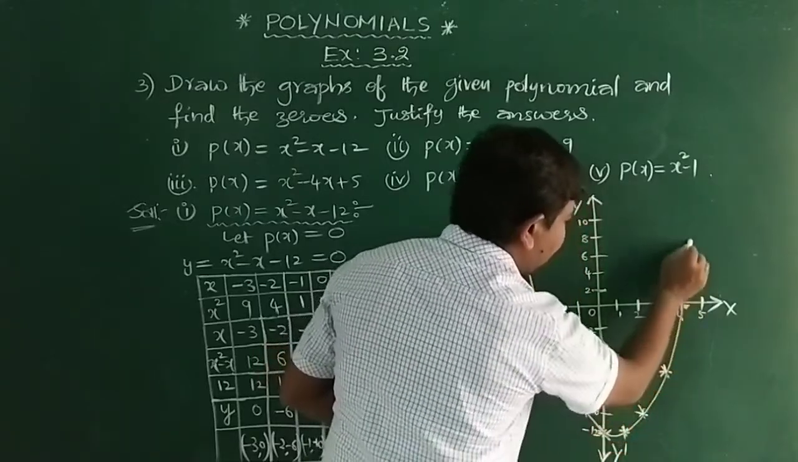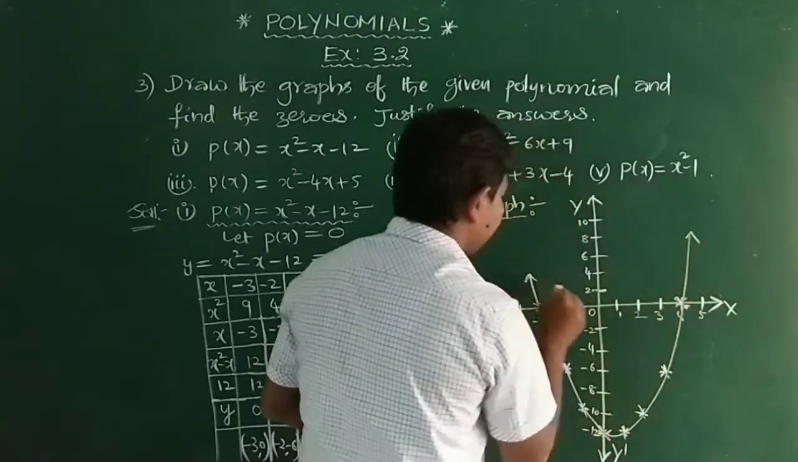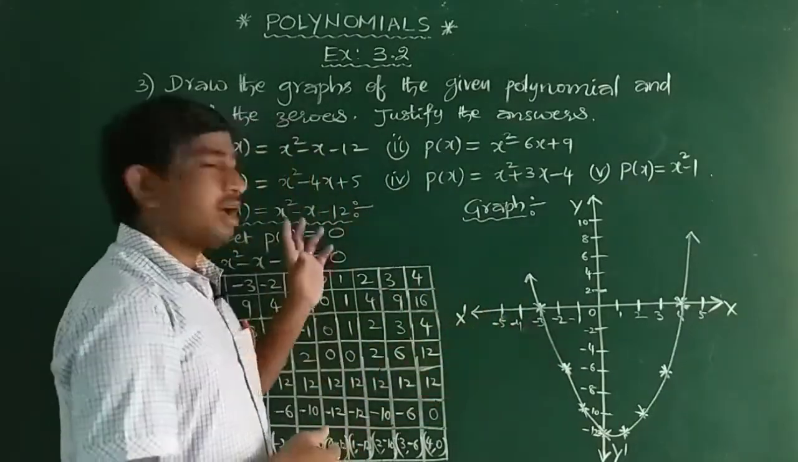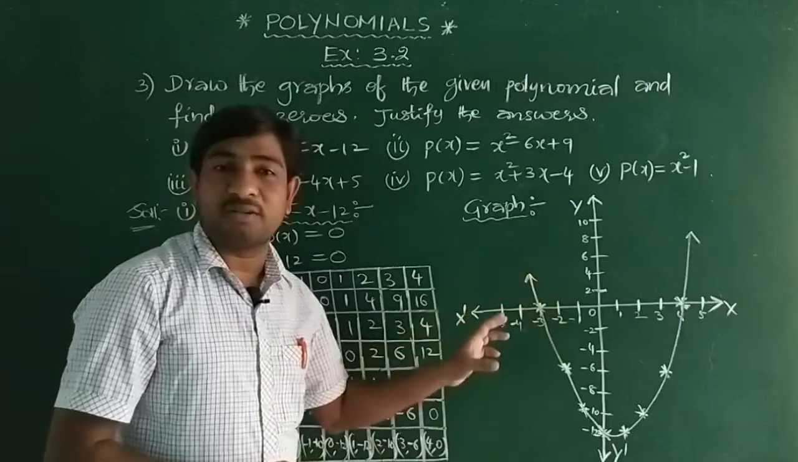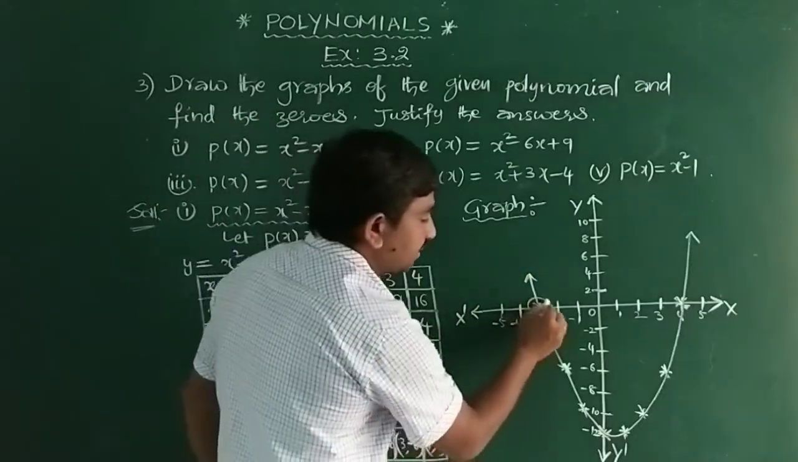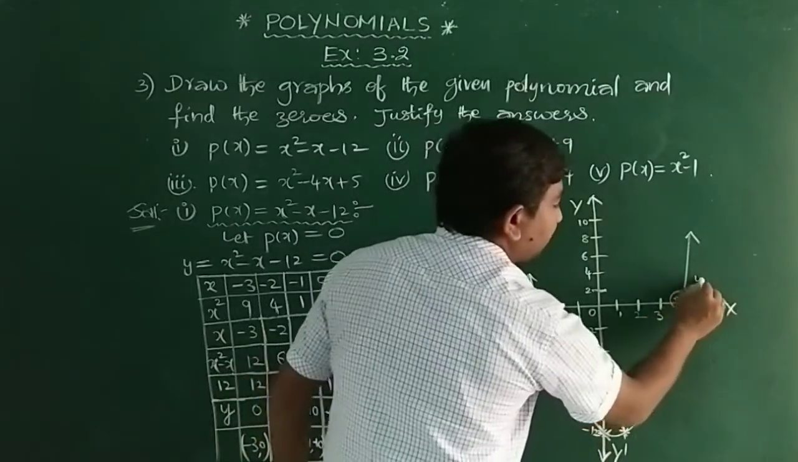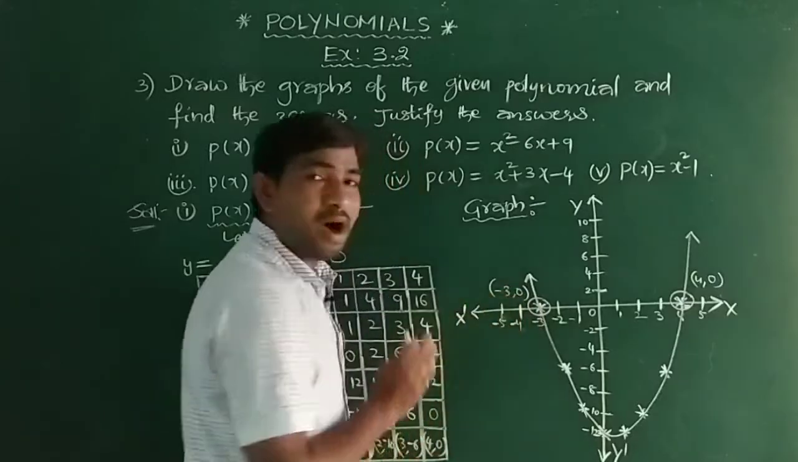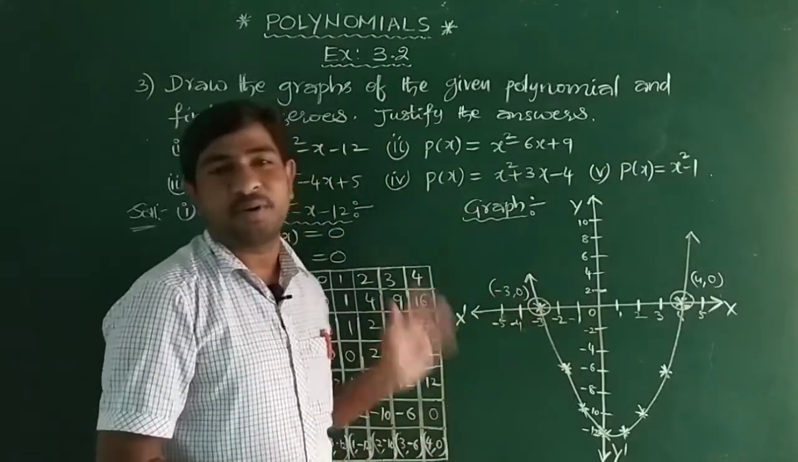It passes through like this. Okay. So this is our required curve for the given graph. Where this graph intersects the x-axis, here and at this place, this is (4, 0) and this is (-3, 0). These two are the zeros of the given polynomial.